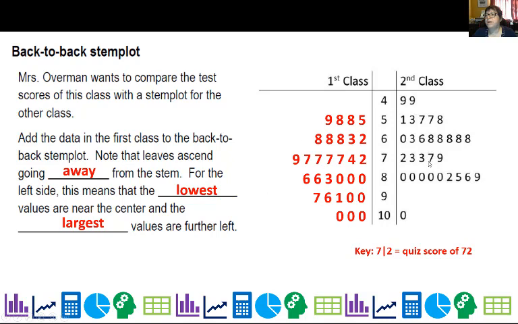So you can compare, and the nice part is then you can say, my first class seems to be doing better than my second class. I have more students that failed, and I have a lot more A's in my first class. And then the kid who has a 97 can say, oh, I was higher than everybody except for 4 people.